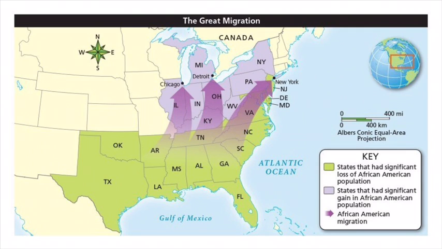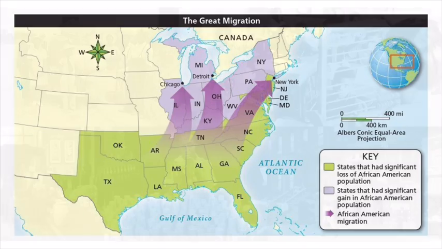The Great Migration also included more emigration from the southern United States to the northern United States than immigration from Italy, Ireland, and Germany combined from 1900 to 1950.